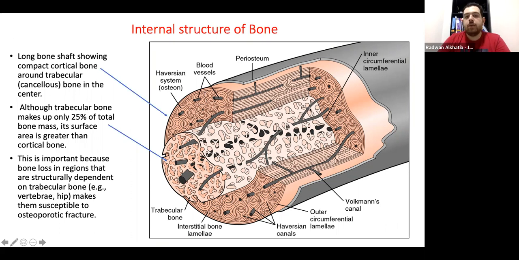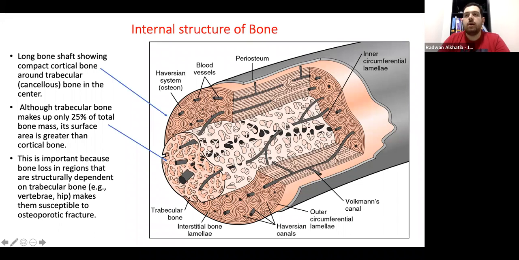And then it has a trabecular part from inside, which is the spongy part. And the importance of the spongy part is that it keeps the bone a bit lighter so that we can move easily, because if all our bones were compact bone, then it would be very heavy and it would be very difficult for us to move. That's why we need the trabecular bone inside.